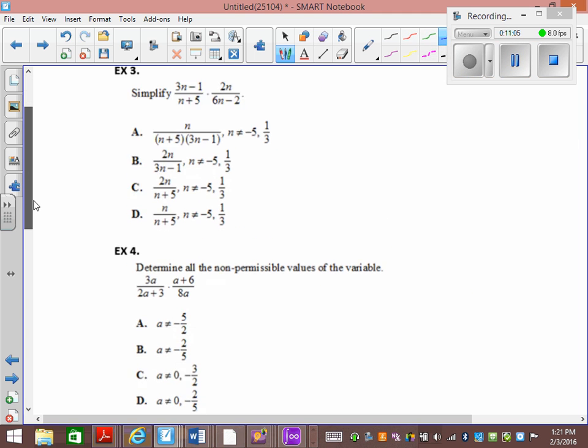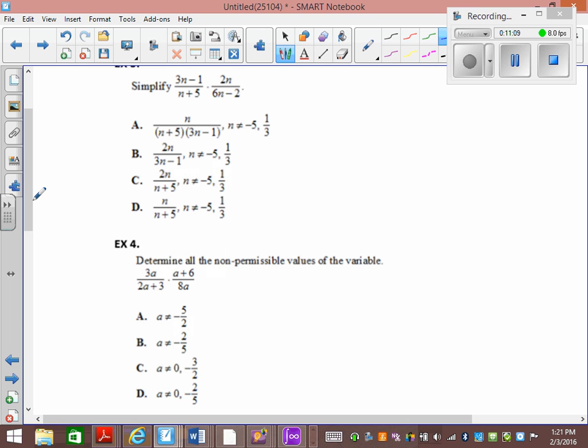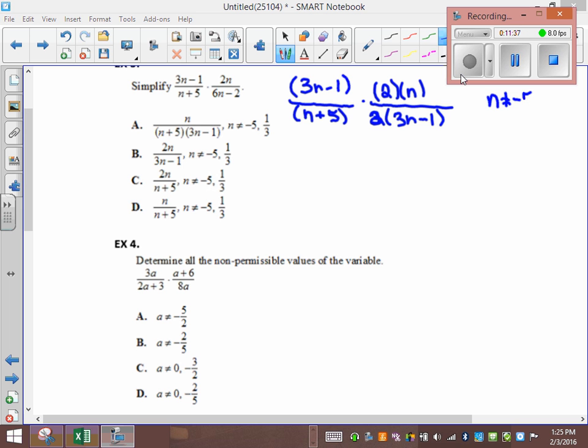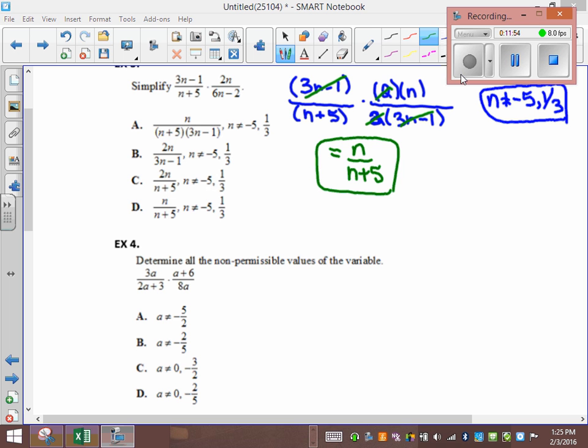You try example 3 and 4. All right, the top one, 3n minus 1, the numerator on the left would say 3n minus 1. N plus 5 stays n plus 5. Times 2 times n in its own brackets over, I can take a 3 out, 2 out, and I'm left with 3n minus 1. So my non-permissible values are going to be n can't equal negative 5 and 1/3 when you solve them out. The 3n minus 1's cancel and the 2's cancel, and I'm left with n over n plus 5. So D.